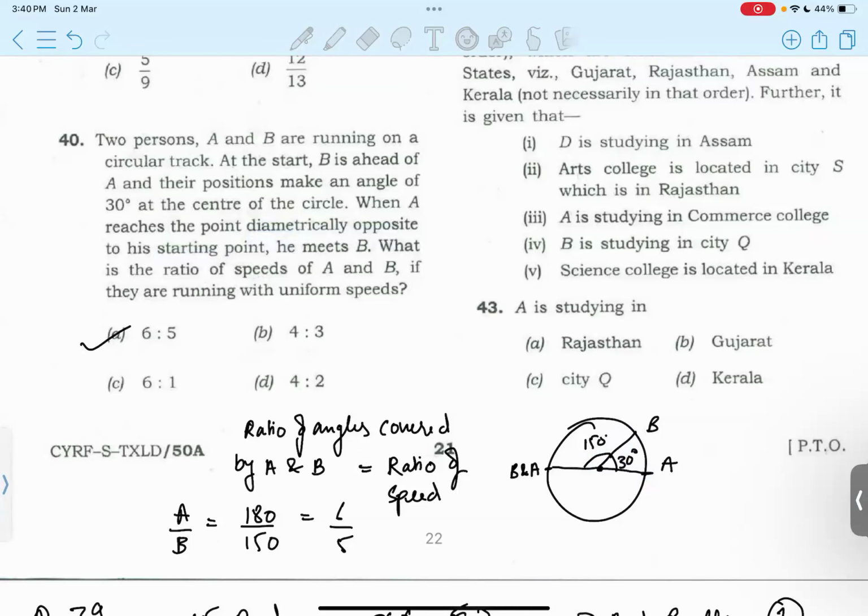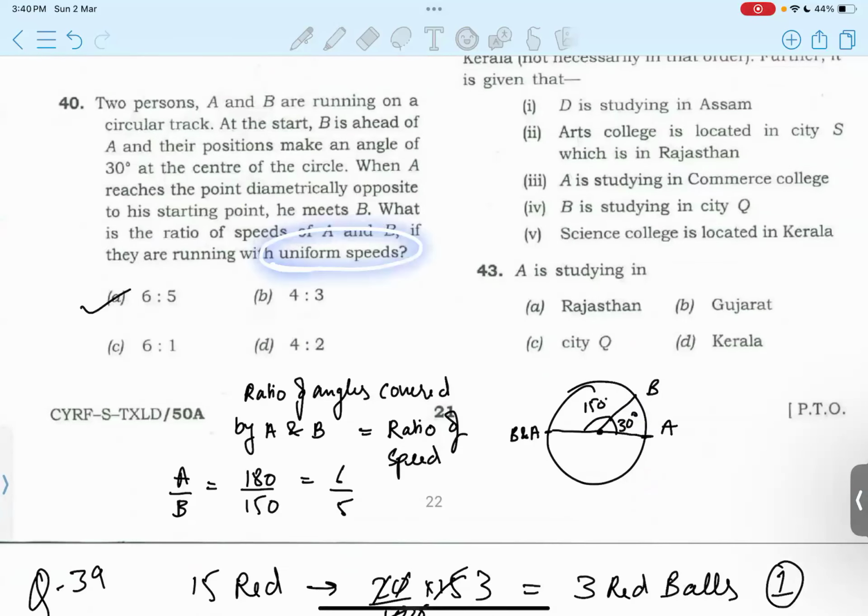Since it is uniform speed, we have to calculate the ratio. The ratio would be directly the ratio of the angles covered by each of them. So A, if it starts from here, reaches this position, so 180 degrees would be covered by A. And B is already ahead of A, making an angle of 30 degrees. Since they are meeting here, B will cover 150 degrees. How did we calculate 150? 180 minus this 30, which is already given. So the ratio 180 to 150 will give us 6:5, option A.